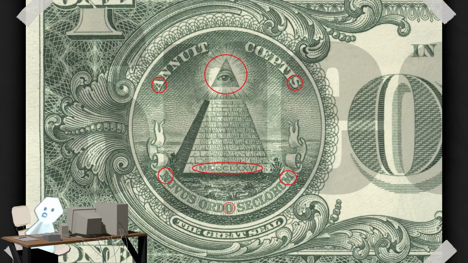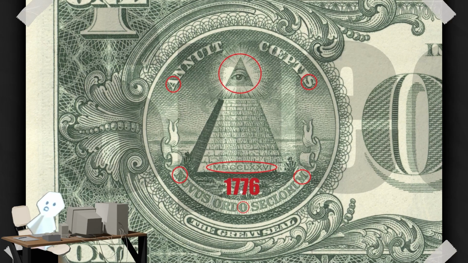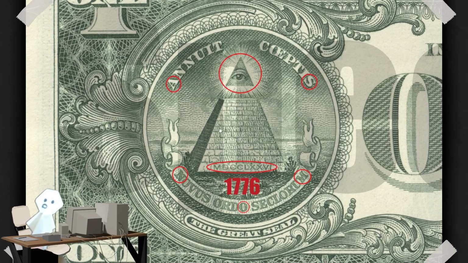M is 1,000, D is 500, C is 100, another 100, 1700, 1750, 1776. So this is 1776, the year the Declaration of Independence happened. And you can see the pyramid, right? There are 13 steps of the pyramid, and it's supposed to mean the 13 colonies. And at the top there's the Eye of Providence, which means it's not complete yet. It's going to be more than 13 colonies, and we're going to build more and more colonies until we reach the peak.